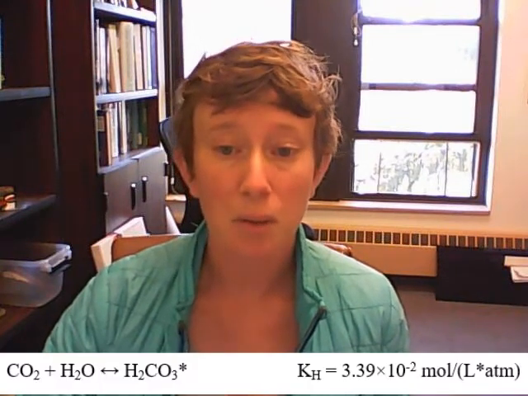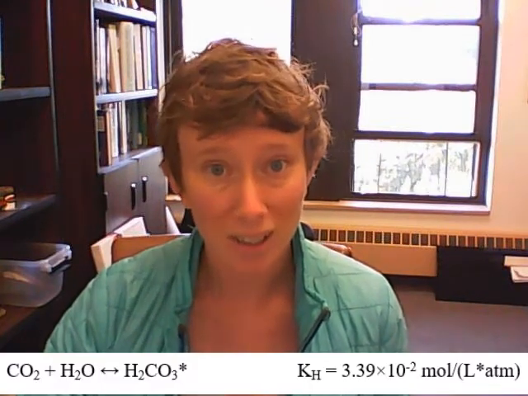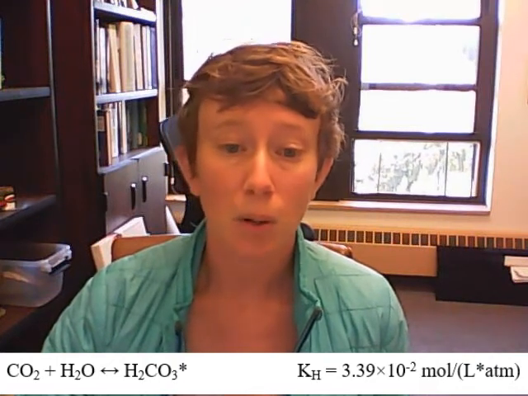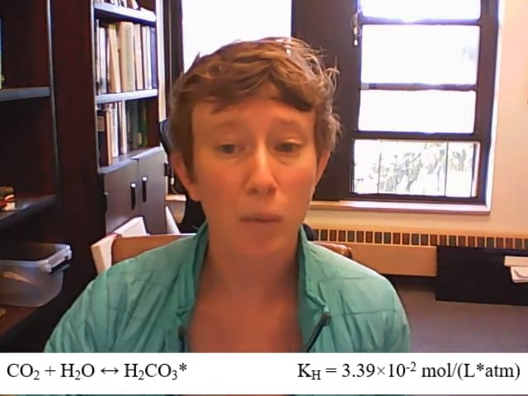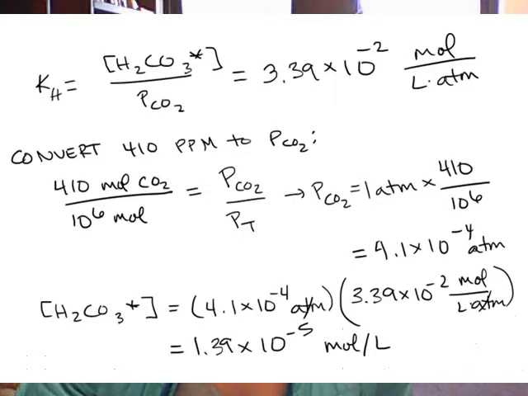So we'll use the following chemical equilibrium equation. We have carbon dioxide gas dissolving in water to form H2CO3*, and we have a Henry's law constant Kh for this equation. So notice how this chemical equilibrium equation also has this star in it. So that means that it includes both dissolved CO2 and H2CO3. So we'll write this down. We've got Kh equals H2CO3* divided by the partial pressure of CO2, and that is our Henry's law constant. We need the partial pressure of CO2.